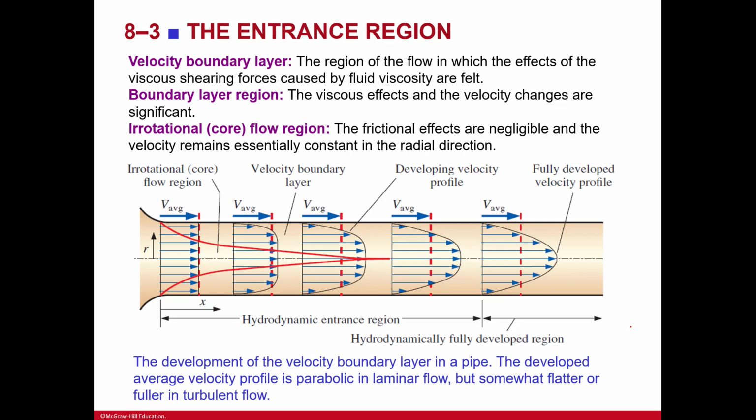We have the velocity boundary layer. It's the region where the fluid viscosity effects are felt, those shearing forces caused by that. The boundary layer is where those viscous effects and the velocity changes are significant. And then the irrotational flow region is where the frictional effects are negligible, because if you have something that's irrotational, you're not going to have a lot of friction happening. So those are going to be negligible and the velocity remains basically the same.